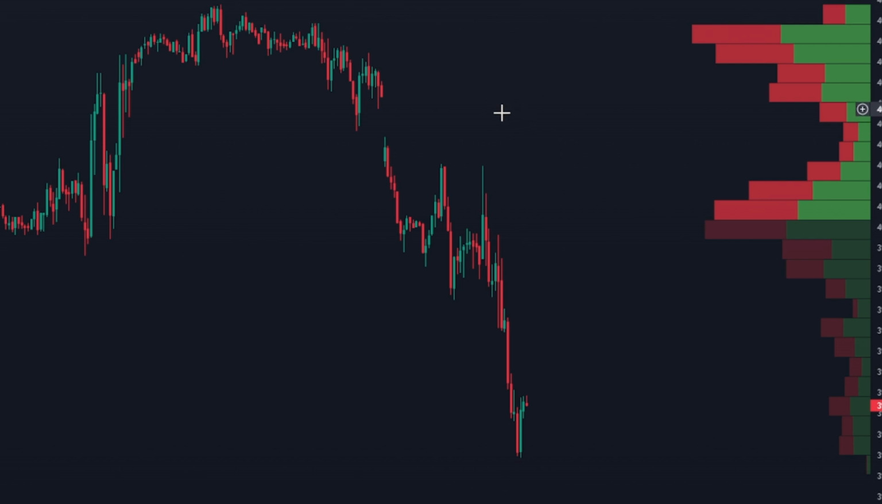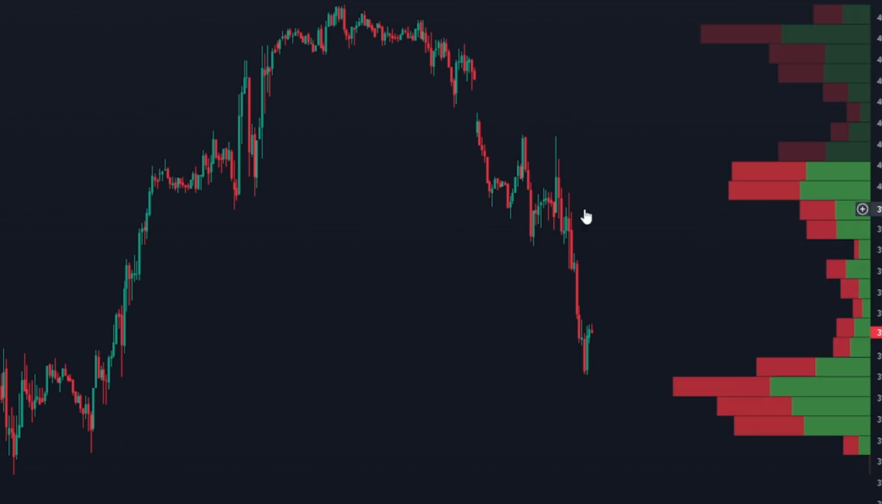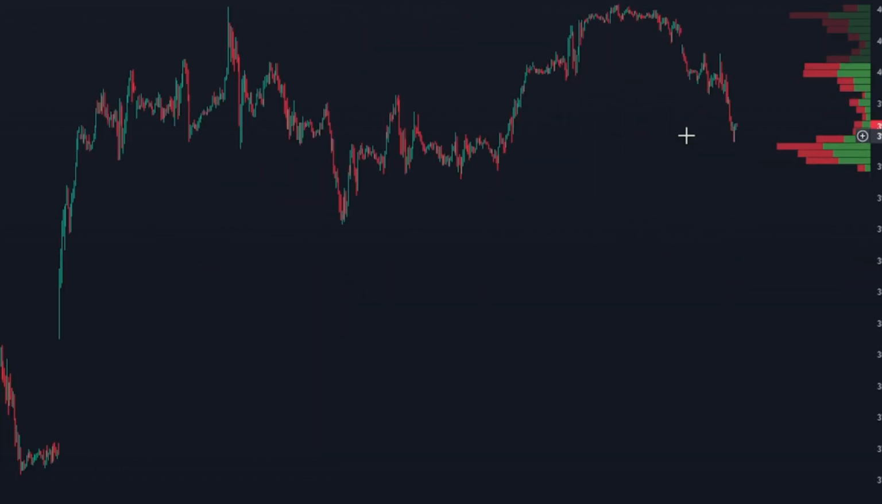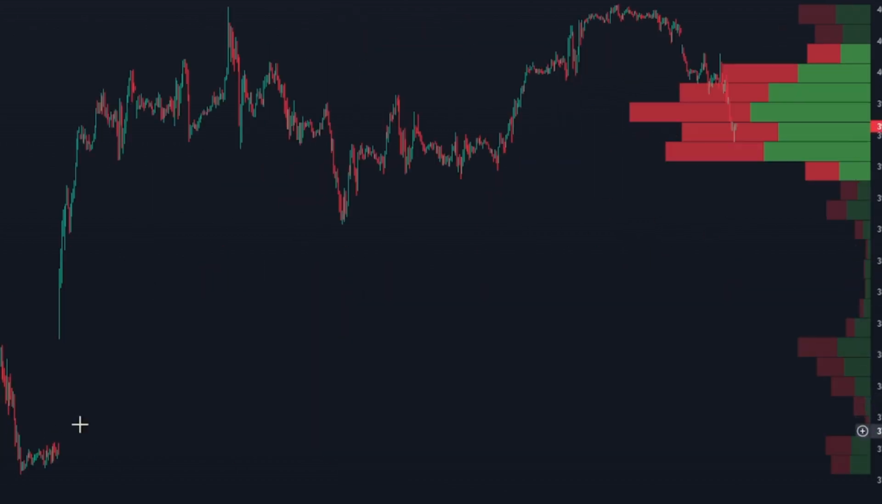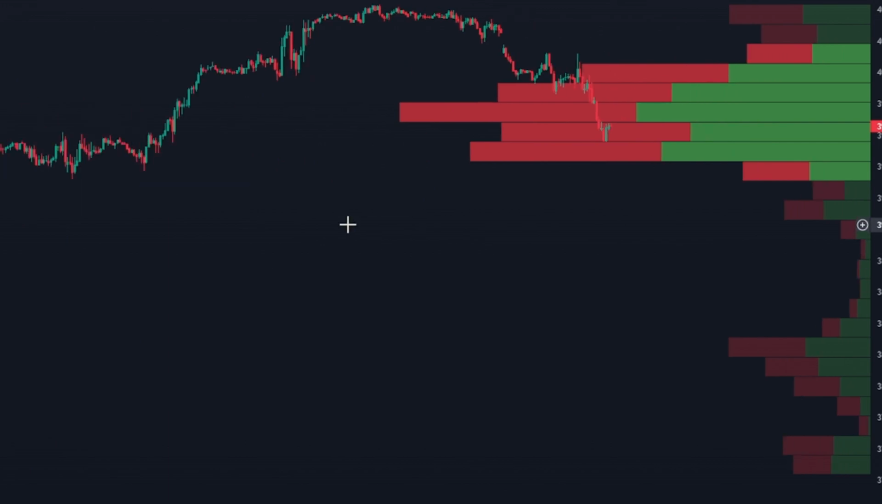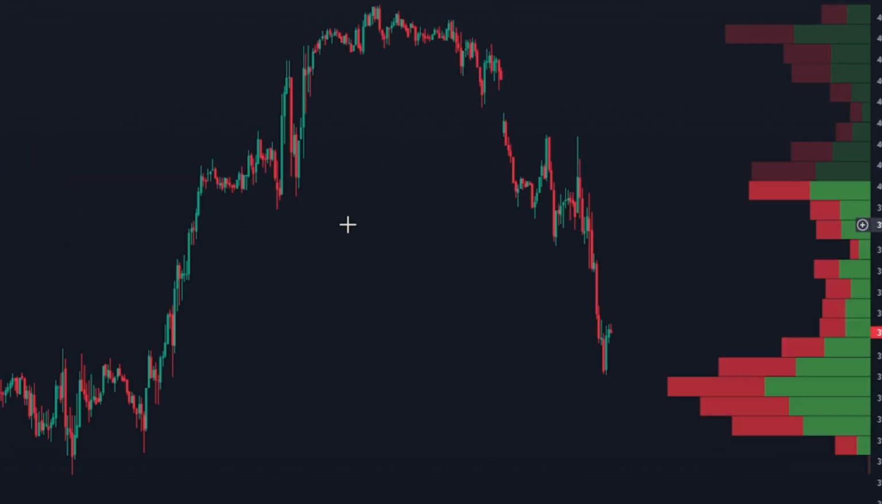So what the difference is, on visible range, you see I zoom out a bit, the actual volume profile changes. On the fixed range, it's not going to change. It's just going to stay the same way. But on this, if I zoom out all the way over here, it will show me different volume profiles, and with the fixed range, it will do nothing. Okay, so again, we're going to look at another example.